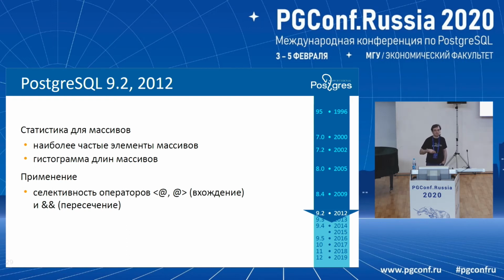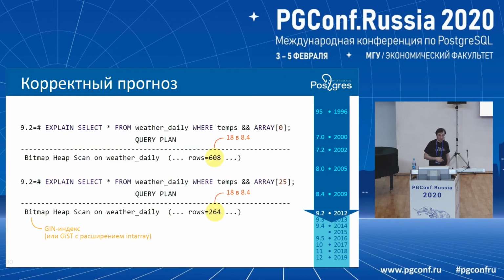And this allows us to evaluate the selectivity of the conditions of two arrays intersecting, of one being part of another, and so on. And if we compare the previous version, for example 8.4, it is going to give us the wrong results. Here it is done in the following way.